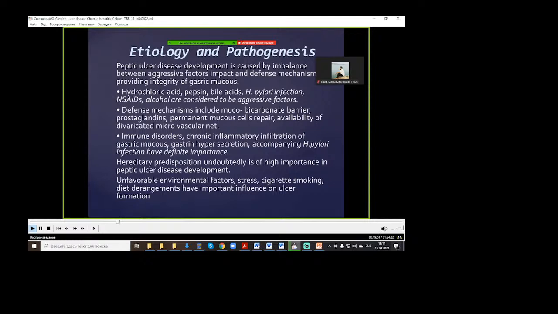Defense mechanisms include the mucobicarbonate barrier, prostaglandins, permanent mucous cell repair, and availability of a developed microvascular net. Immune disorders, chronic inflammatory infiltration of the gastric mucosa, and gastrin hypersecretion accompanying Helicobacter pylori infection have defined importance. And of course, heredity also plays a role in ulcer disease development, and genetic factors also play a role.